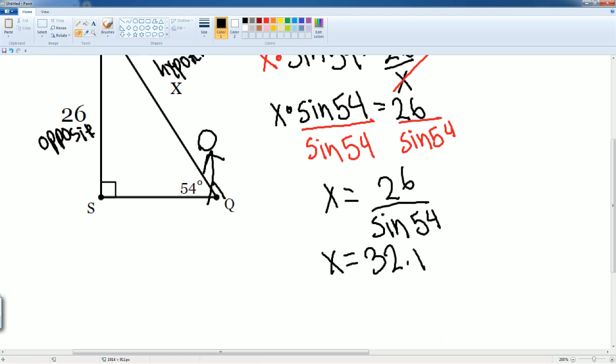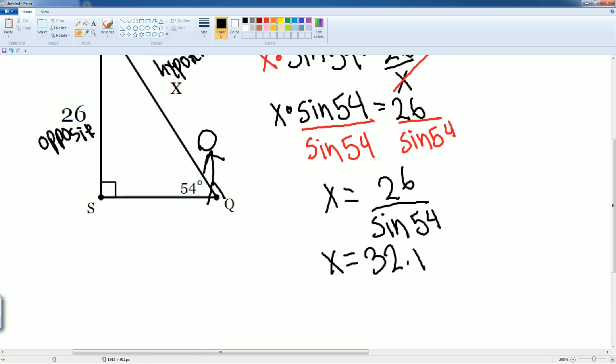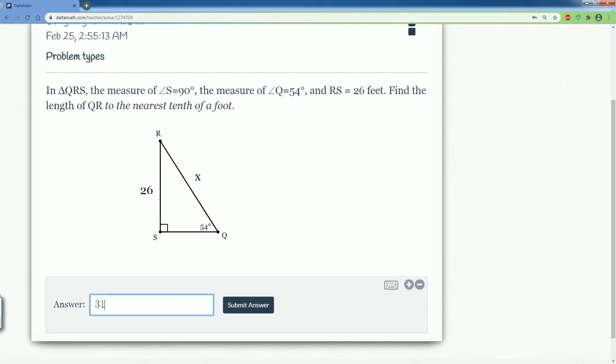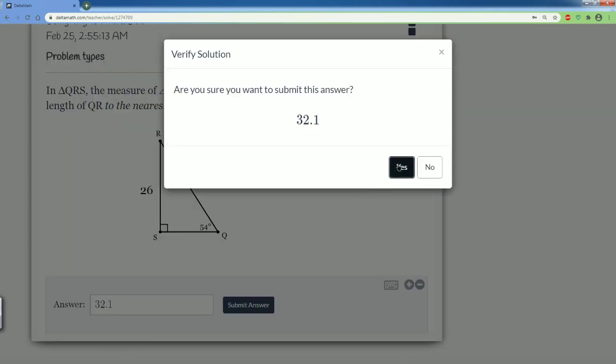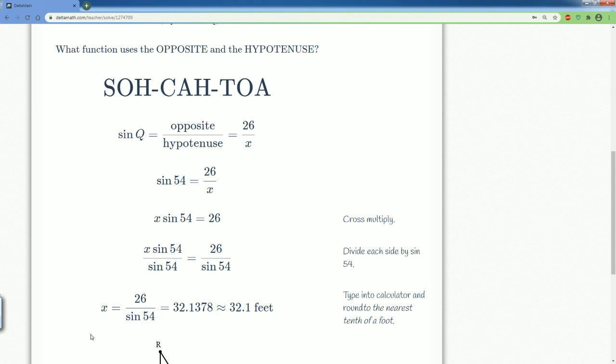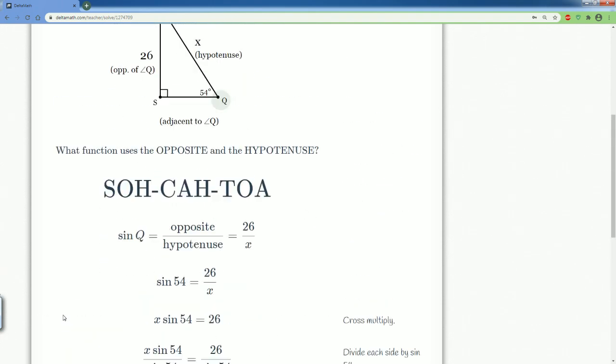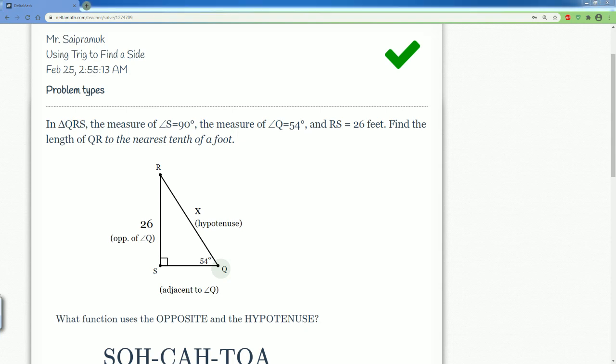Let's check 32.1. So it's 32.1. We rounded it correctly, so we should get the correct answer. There you go. Okay, here's the work. We use the proper trig ratio, and we round it properly. So good job. All right, let's do one more.